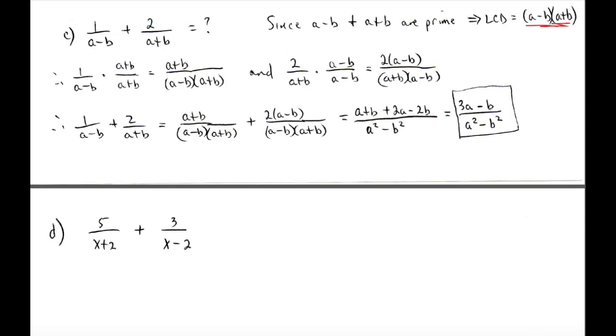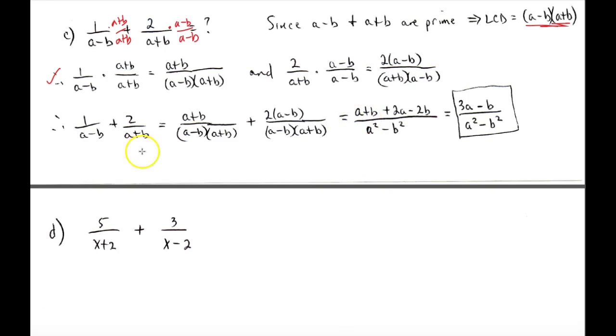So now that we know that this first fraction needs to be multiplied by a plus b in numerator and denominator, and the second rational expression needs to be multiplied by a minus b divided by a minus b. Here we know that when we do that, we just have a plus b divided by a minus b times a plus b for the first term. And then for the second term, we have 2 times a minus b divided by a plus b times a minus b.